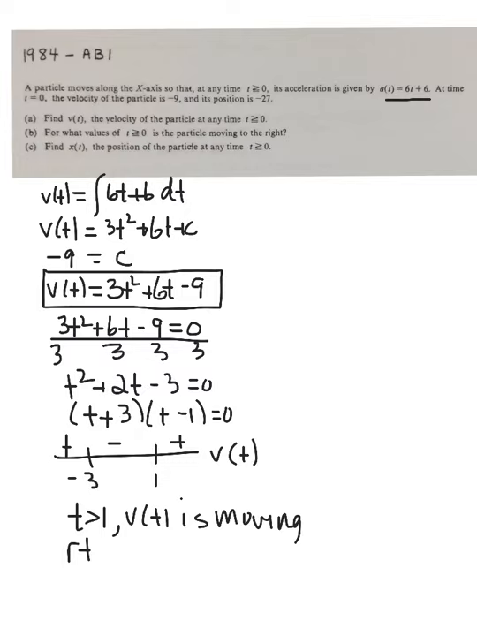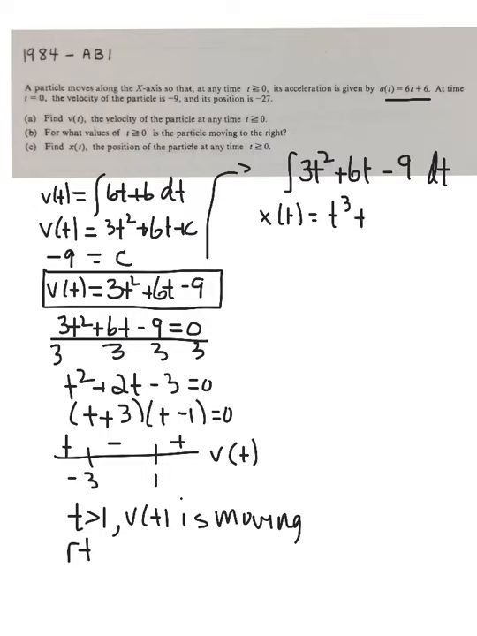Okay? All right. Last part. So we have to find the position. Well, we're going to just take that velocity and we are going to integrate it. So we're going to integrate 3t squared plus 6t minus 9 dt. And this is going to be our position equation. Okay? So when I integrate that, I'm going to get my position is equal to t cubed plus 3t squared minus 9t plus c.